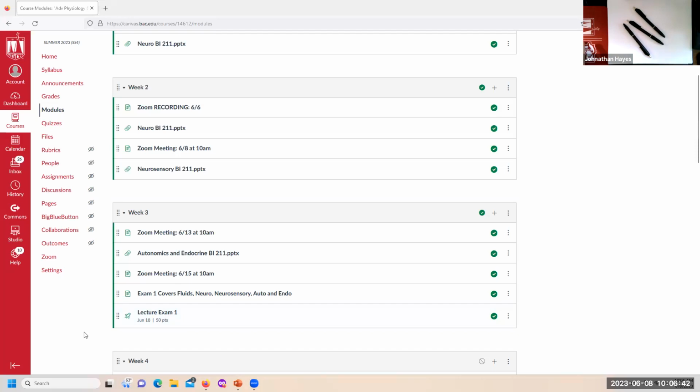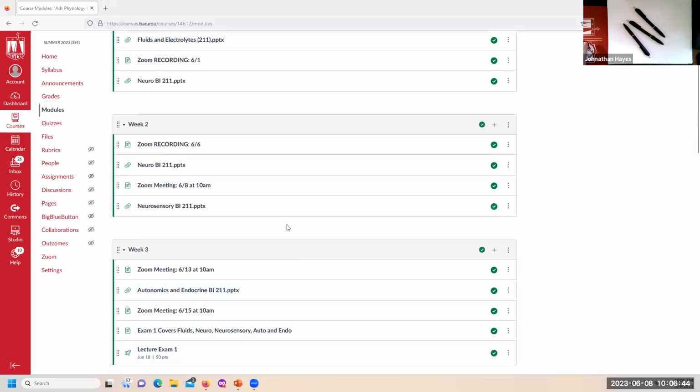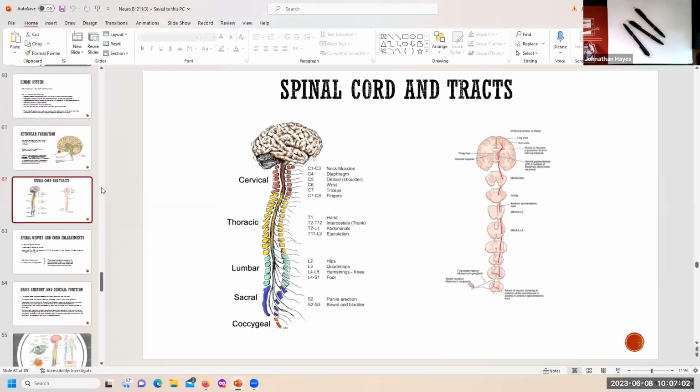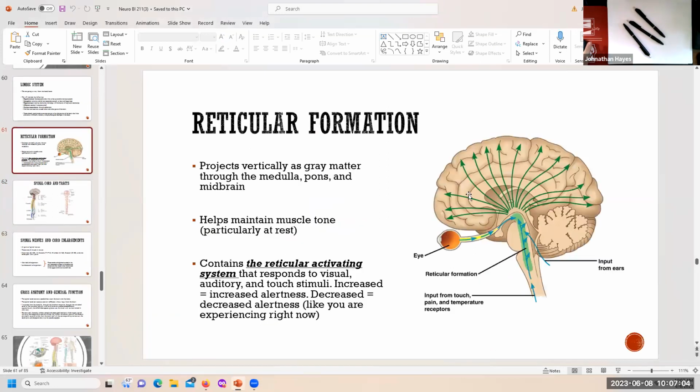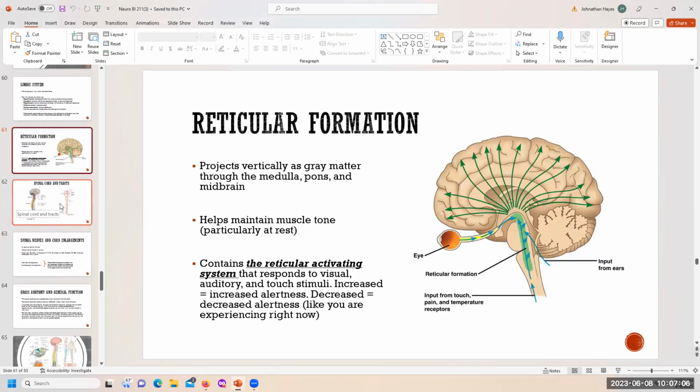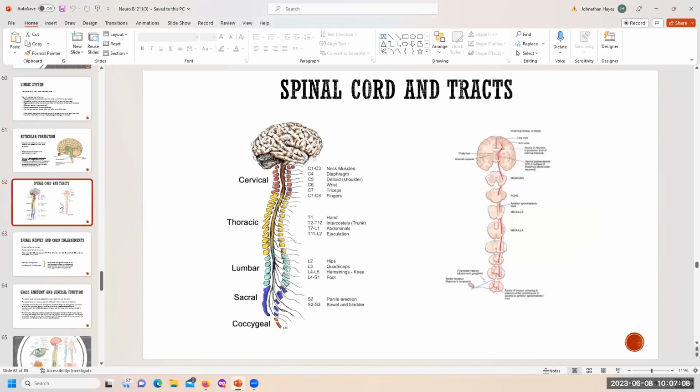But anywho, I've already got my neuro section open, so I'm just going to switch screens with you. But again, we're working on this one. We'll do the other one after our first break today. So we'll switch over to that after our first break. But we're heading back into this one. And I think we left off right about here. We just got done with the reticular formation. Moving into the spinal cord.